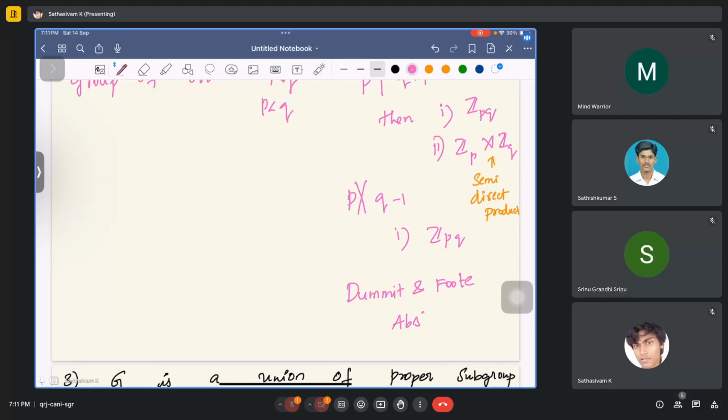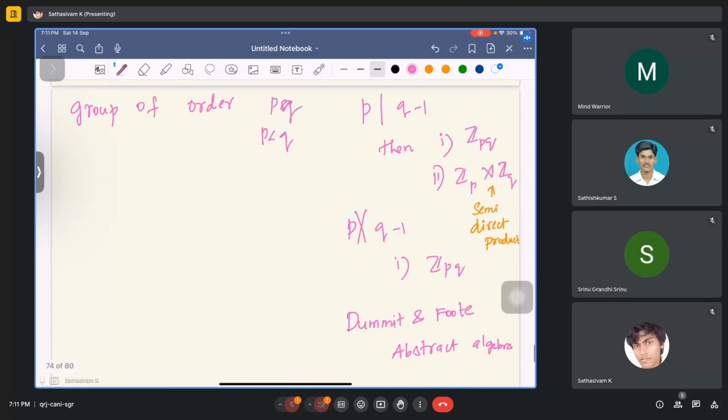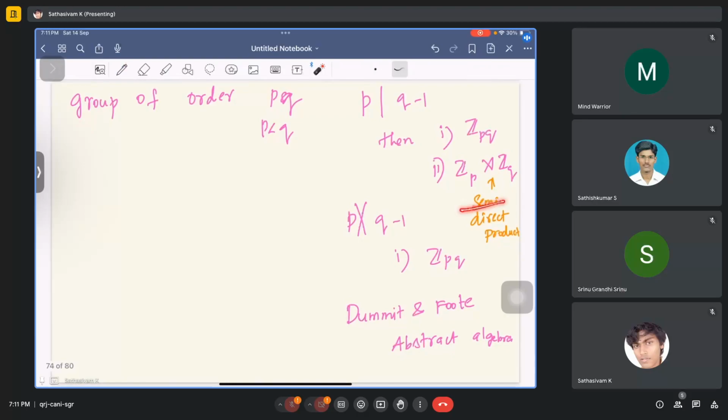I think its name is Abstract Algebra. It's a nice book actually. There are very good problems. If you're interested in solving problems, you can look it up. Look at the semi-direct product section; this construction is there.